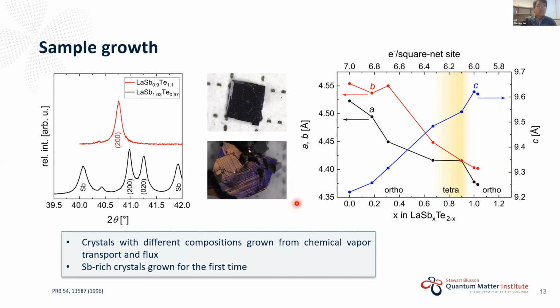For other measurements, it would of course be helpful to detwin the crystals, but we haven't really looked into that yet. Oh, I see. So the ARPES is actually on this composition, which is antimony rich instead of antimony deficient. Yes. Okay, got you. Thanks.